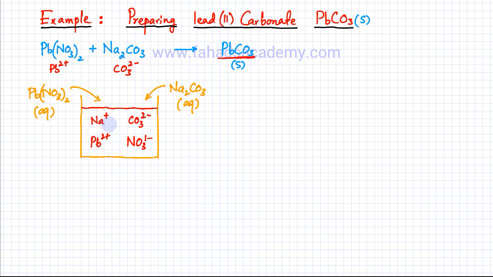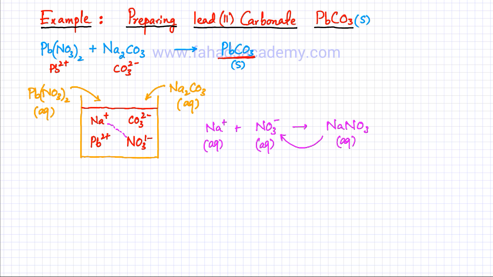Now if Na and NO3 combine, nothing much is going to happen, because when sodium ions and nitrate ions, which are both in aqueous state, combine together they form sodium nitrate, which is also aqueous. Because sodium nitrate is soluble, it's going to break up and ionize again, so it's going to remain part of the solution. So sodium nitrate would not be obtained, it would remain in its ionized form, which is sodium ions and nitrate ions.